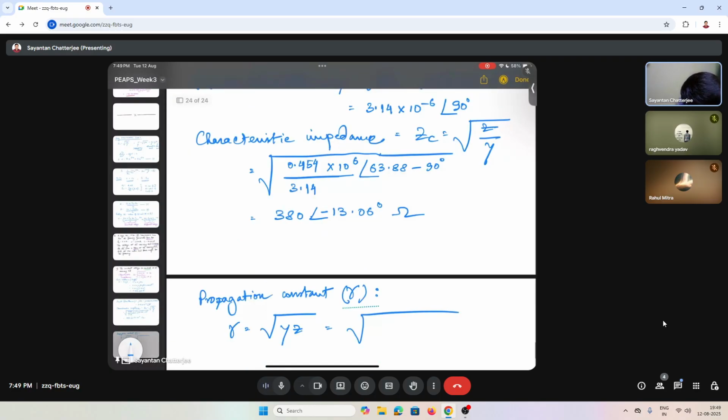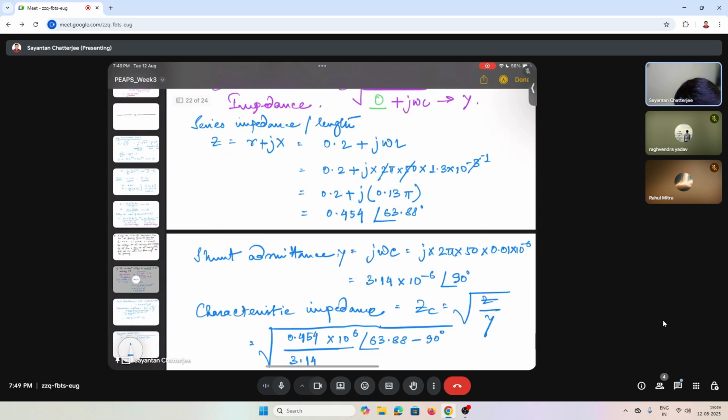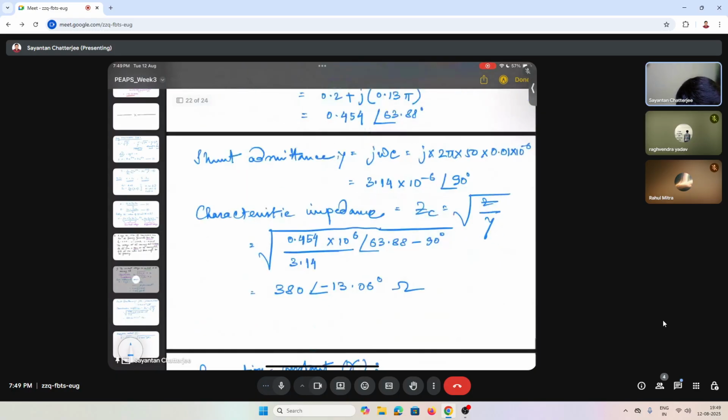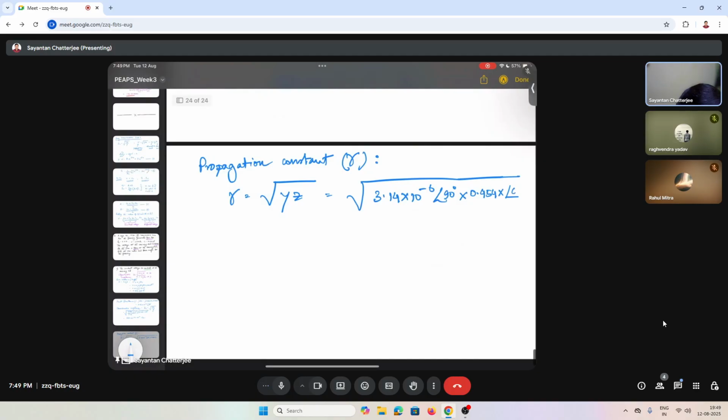Y is 3.14 into 10 to the power minus 6, angle 90, multiplied with z, and z is 0.454, angle 63.80. So the final value we can calculate.